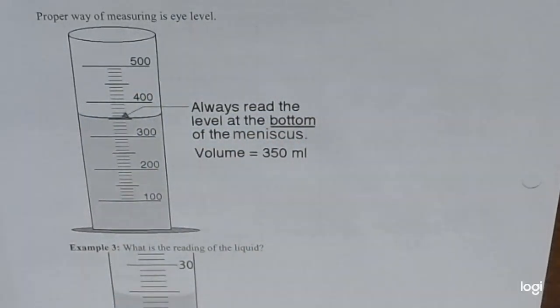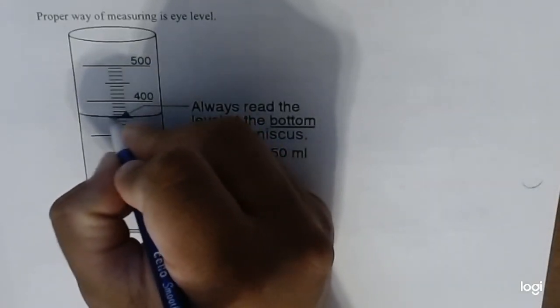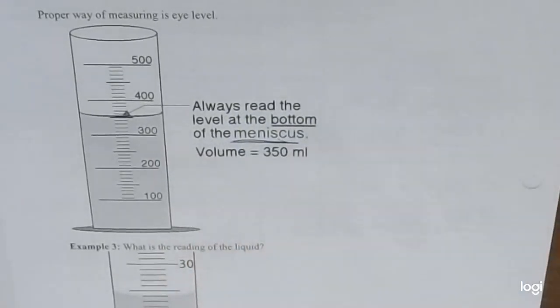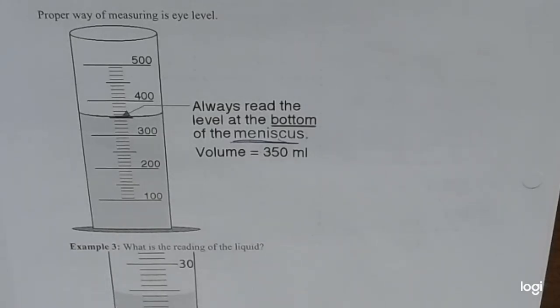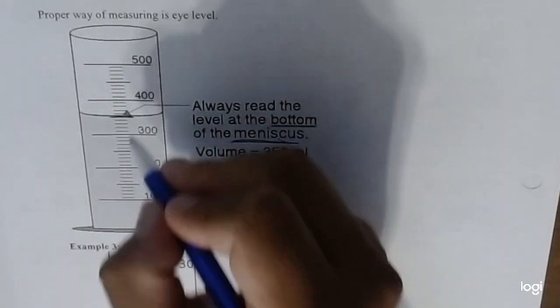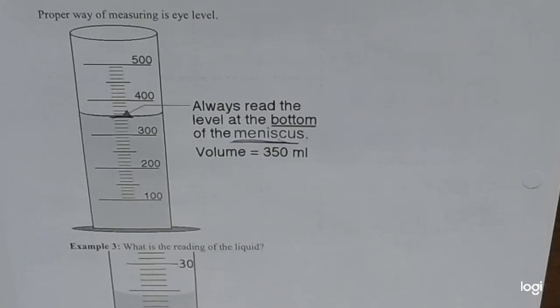So when it comes to reading a water or liquid in a beaker or container, you always look at the very middle of it, and that's called the meniscus, or the bottom of the meniscus itself. And that's how you measure volume. So in this case over here, the meniscus is right here, which is approximately at 350 milliliters. That would be the volume of the liquid you have in here.